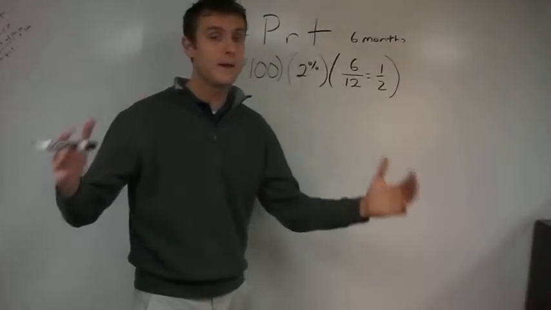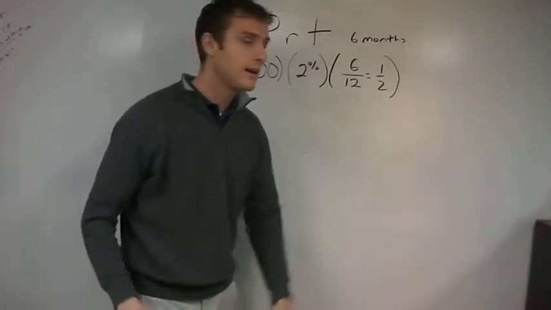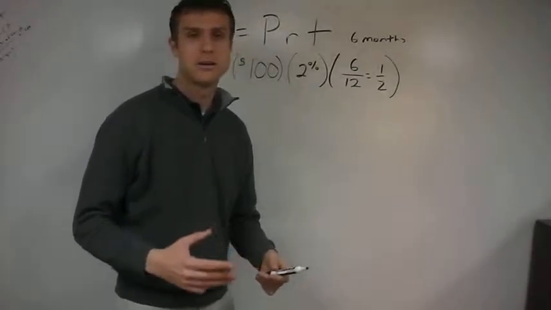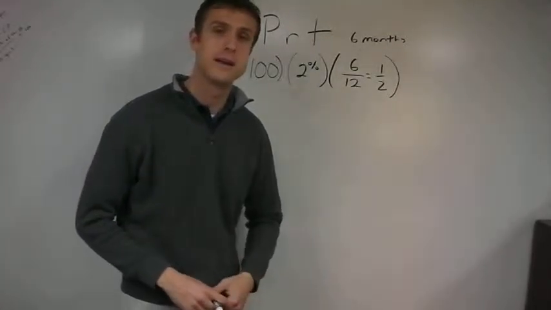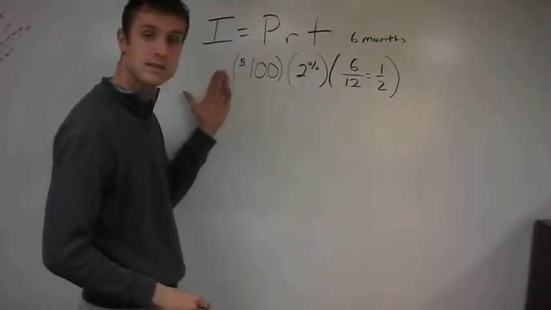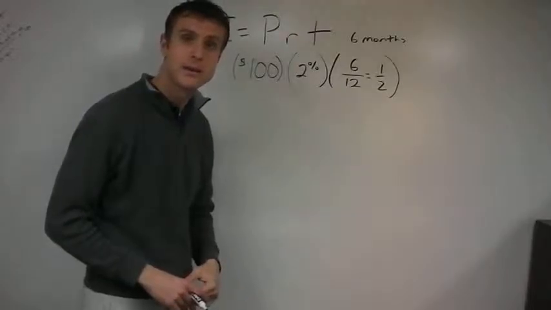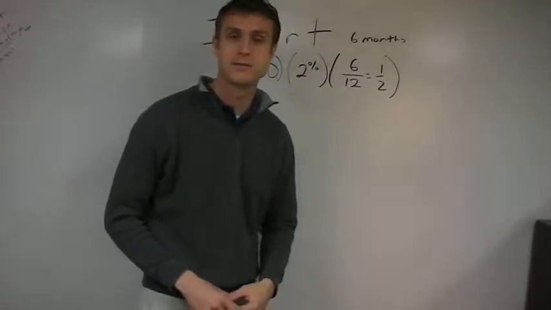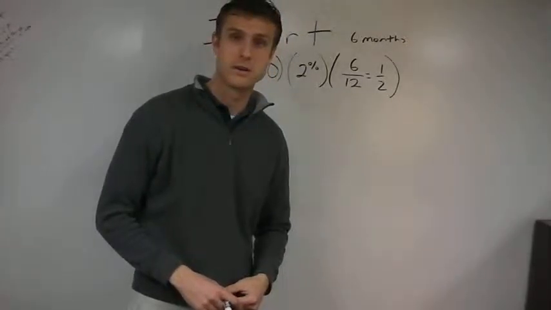Now if I want the total amount that's going to be in the bank after that, I would add that interest to my principal, and that would give me the total amount that I actually have in the bank after 6 months. So this formula would give me my interest, the amount the bank would pay me. I would have to add to my principal the amount that I put in to find out the total that I would have after 6 months.